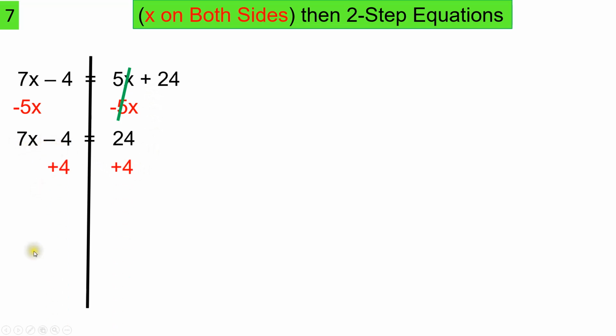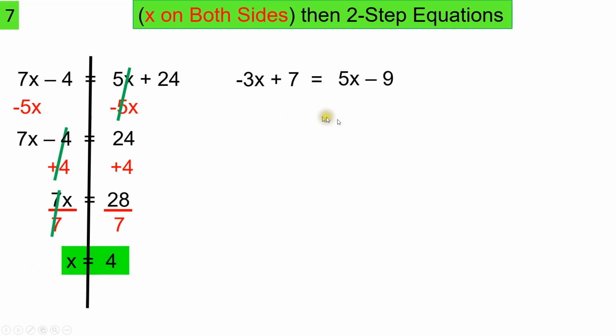So I'm going to add 4, that becomes 0. Bring down and add, bring down. How do I get rid of a 7x, or the 7, so that x can be by itself? Divide it. When it's beside it, you divide it by exactly the same number. X is 4. Okay? Here's another one.